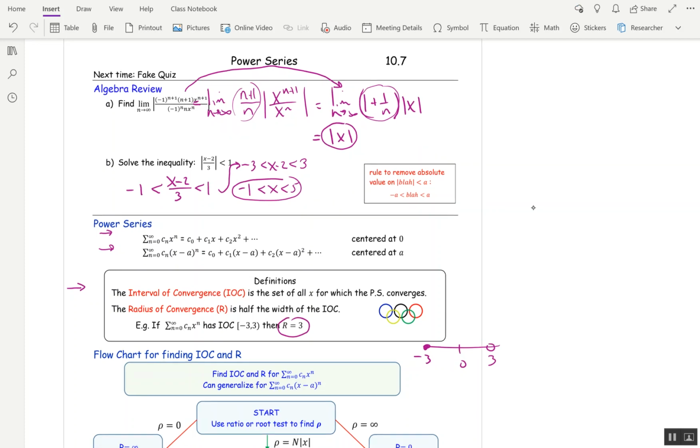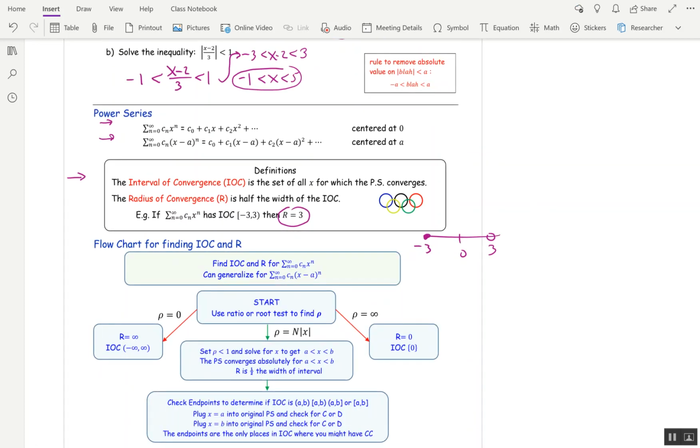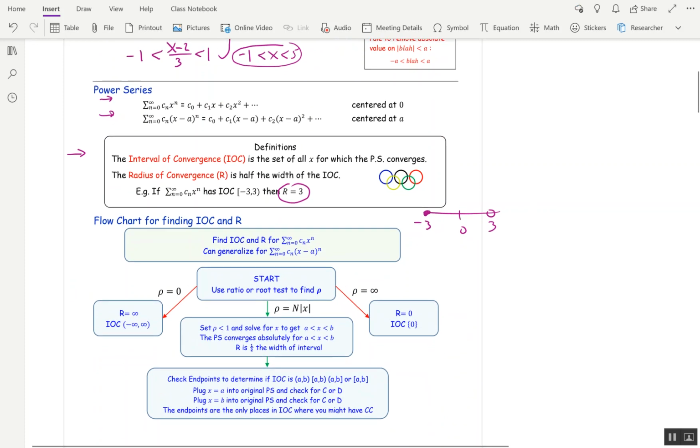Okay, so I have another flow chart for us in terms of how to find the interval of convergence and the radius of convergence. Now this flow chart is for a power series centered at 0, but you can generalize it to a power series centered anywhere. Now rather than go through this whole flow chart, I think it's better just to go through an example and look at the flow chart as we go.